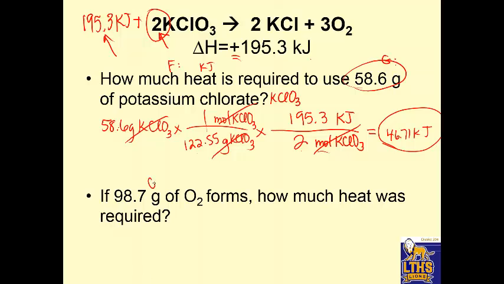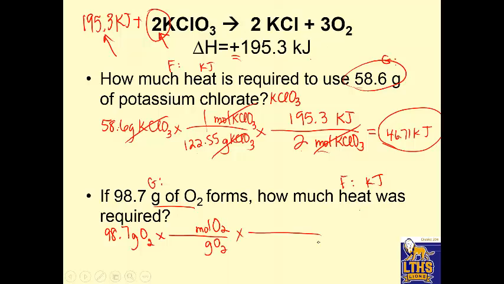Okay. This time we're given grams of oxygen. We're looking for heat, kilojoules. All right. So we have grams, we need heat, we have a balanced equation. Start by changing, hope you just said it, grams to moles. Grams of oxygen need to change to moles of oxygen. Now we can use our balanced equation. In the balanced equation, we find out that 3 moles of oxygen need 195.3 kilojoules of heat.